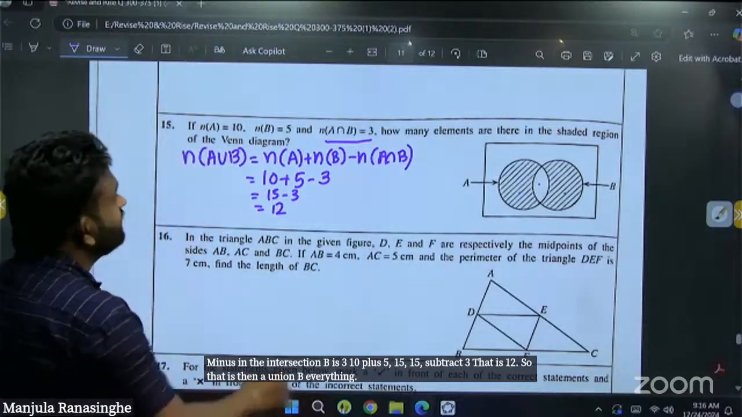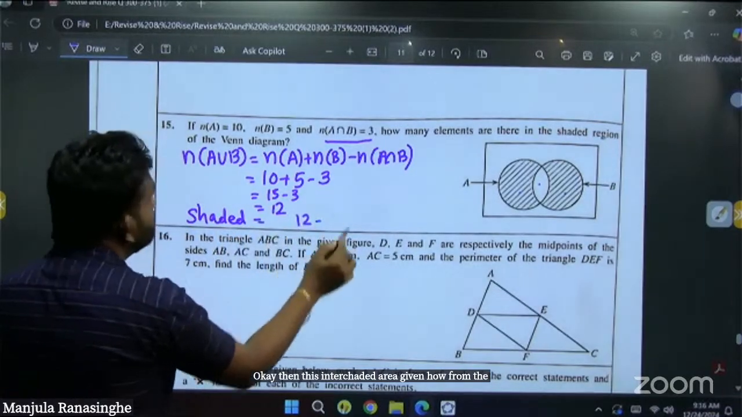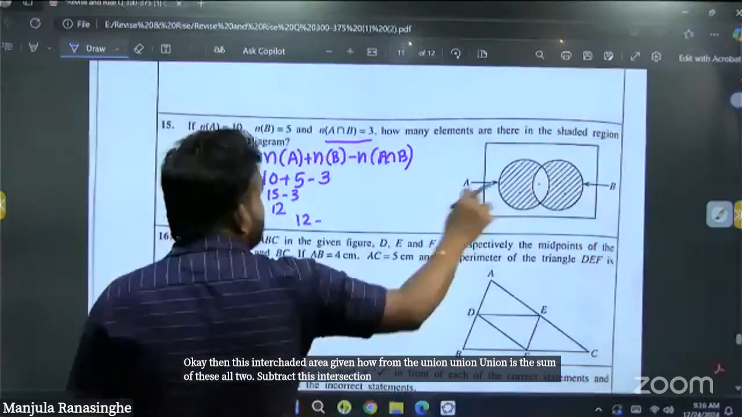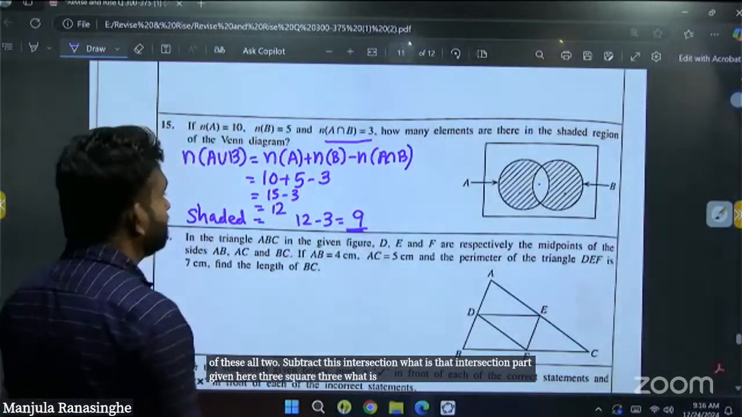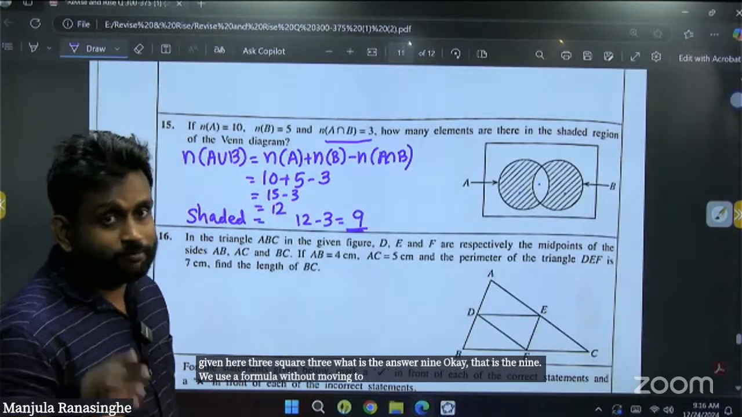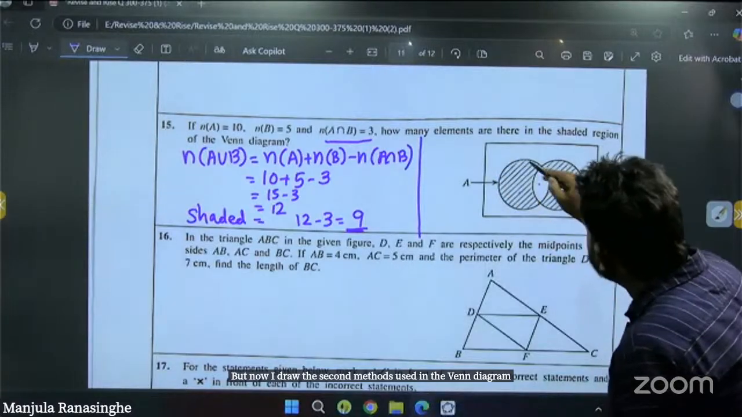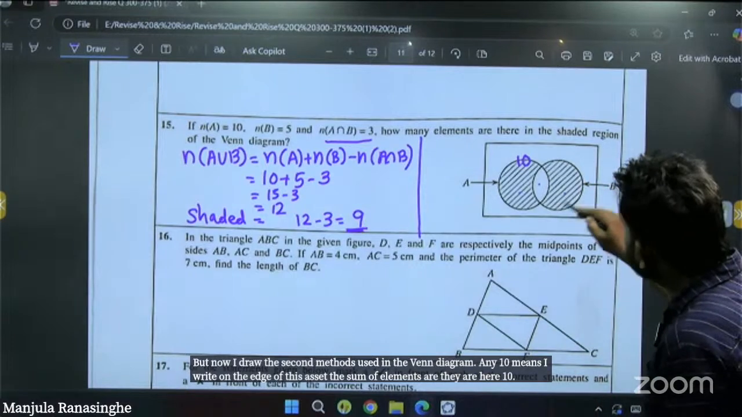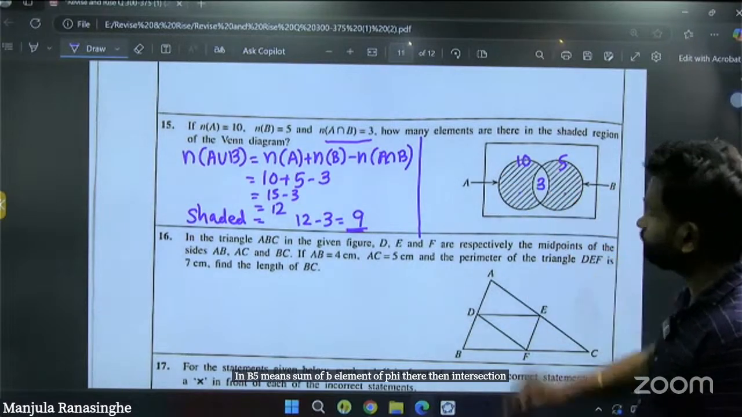Then the shaded area is given by the union, the sum of these two, minus this intersection. What is the intersection given here? 3. 12 subtract 3, what is the answer? 9. That is 9 using the formula, without moving to the Venn diagram. But now I will draw the second method using the Venn diagram. n(A) is 10, so I write on the edge of this set A that the number of elements here is 10. n(B) is 5, so the number of elements of B is 5. Then the intersection 3 means here 3.